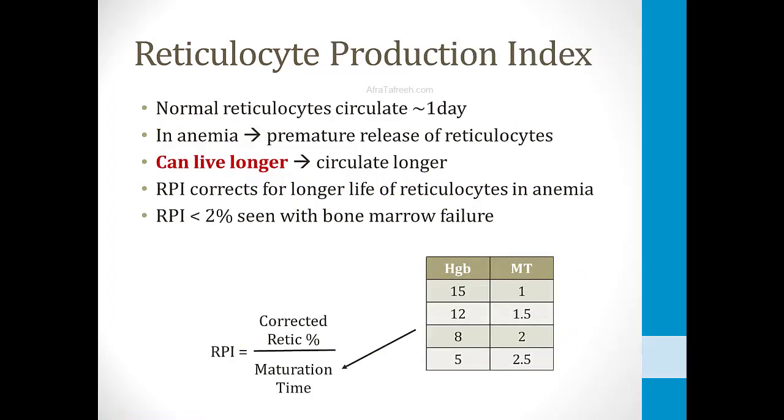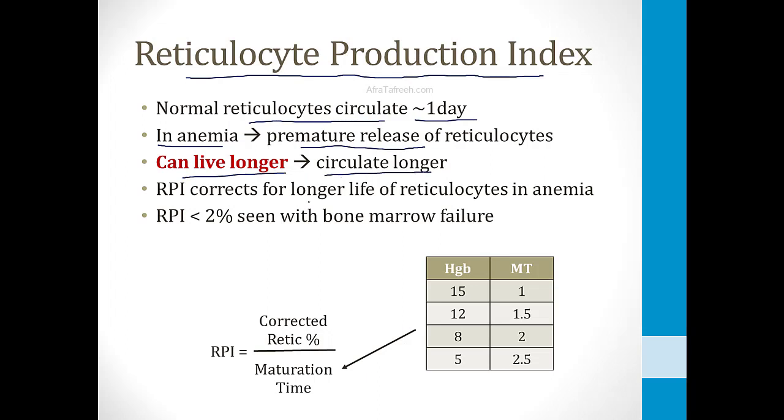Sometimes you will see the reticulocyte count corrected even further and converted into something known as the reticulocyte production index. This number is based on the fact that normal reticulocytes circulate for about a day. However, in the setting of a marked anemia, reticulocytes can be released prematurely, thus they can live longer and circulate longer, so the RPI corrects for the longer life of reticulocytes in anemia.